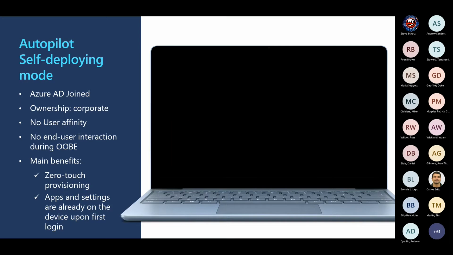Okay, so for our final one, now we're going to talk about Autopilot self-deploying mode, and this is one of the easiest ways to get devices quickly configured without requiring any type of USB or touching the device in any way other than just simply plugging in an Ethernet cable, which is not required, but it would significantly automate the process of provisioning the device if Ethernet is used.